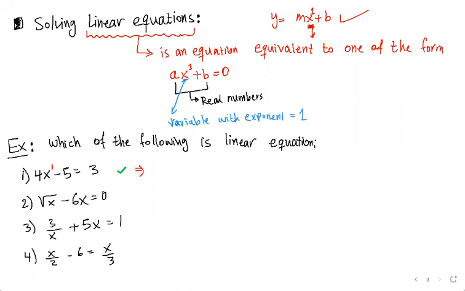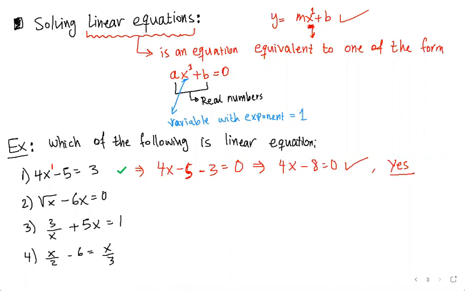So I can make it equivalent to this one: 4x minus 6 minus 5 minus 3 equals 0. And this is 4x minus 5 minus 3, which is minus 8, equals 0. And this is exactly similar to this one. So it's a linear equation. So the answer is yes.